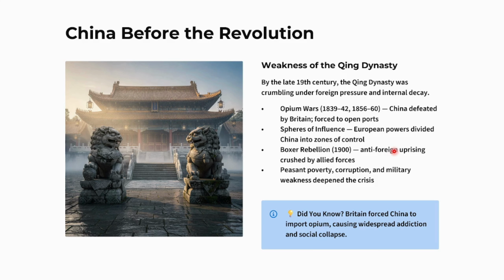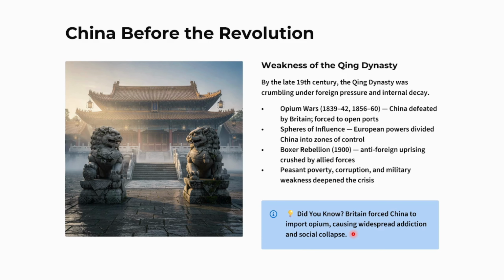Then spheres of influence: European powers divided China into zones of control. Then the Boxer Rebellion in 1900, an anti-foreign uprising crushed by Allied forces. Then peasant poverty, corruption, and a weak military deepened the crisis.